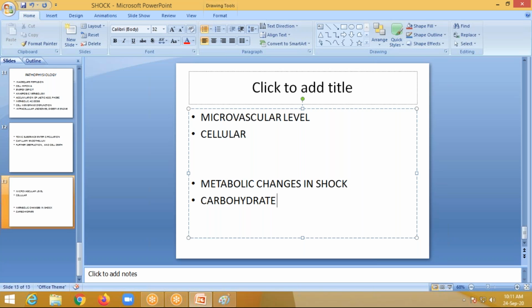And in decompensated shock, due to hepatic glycogen depletion, there is complete usage of hepatic glycogen. So glycogen is finished, glucose decreases, and again the patient is having shock. So if hepatic glycogen is there, it is compensated. If hepatic glycogen is depleted, it is decompensated.